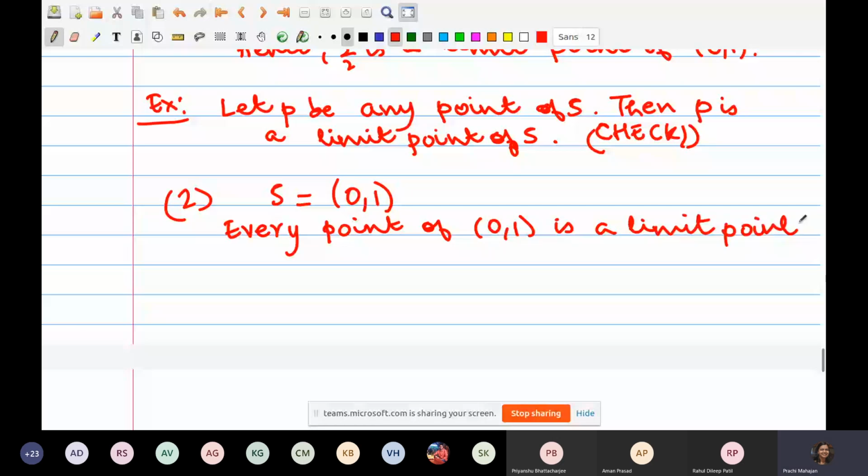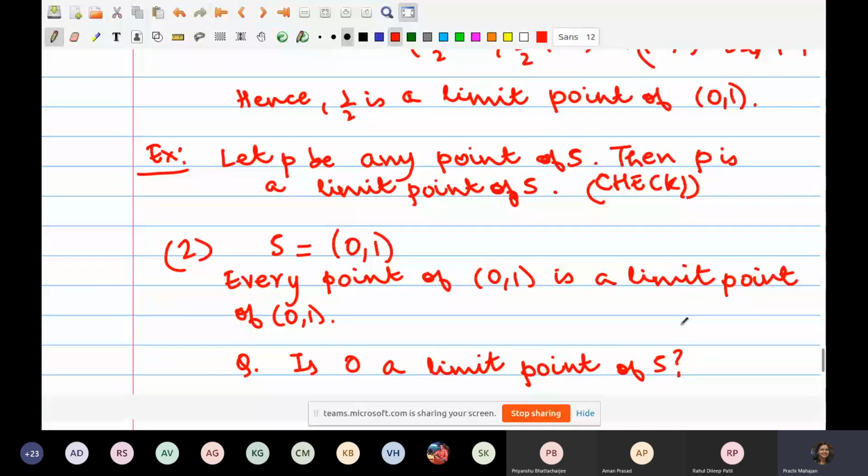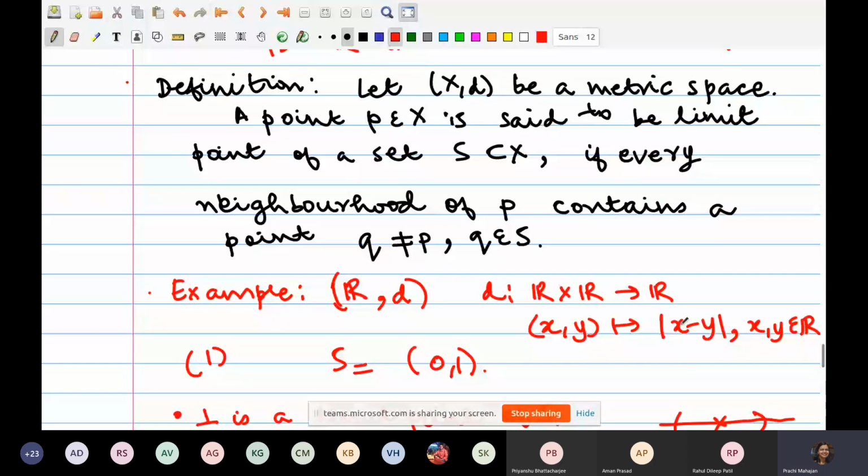Correct? What about the point 0? The question is, is 0 a limit point of the set S? Yes, 0 and 1 both. Let's see. Is 0 a limit point of S? So the answer is yes. And why is that? Let's go back to the definition. If 0 is to be a limit point of the interval (0, 1), every neighborhood of 0 must contain a point of the interval (0, 1) different from 0.